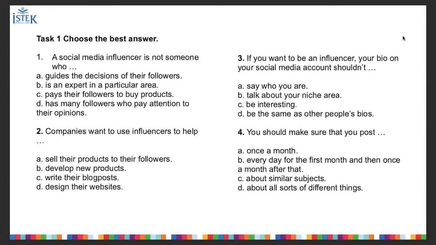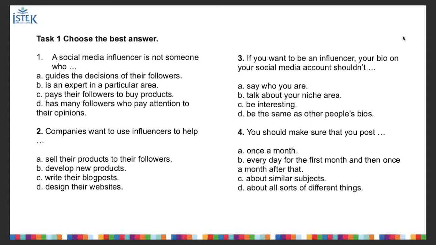Number 1, a social media influencer is not someone who A, guides the decisions of their followers, B, is an expert in a particular area, C, pays their followers to buy products, D, has many followers who pay attention to their opinions. Okay, so pay attention. A social media influencer is not someone who does one of these things. Number 2, companies want to use influencers to help A, sell their products to their followers, B, develop new products, C, write their blog spots, or D, design their websites.